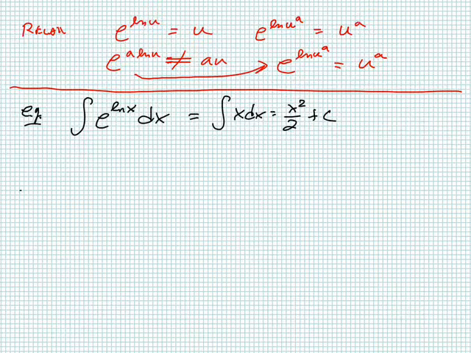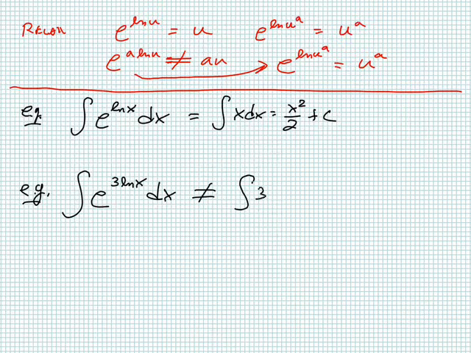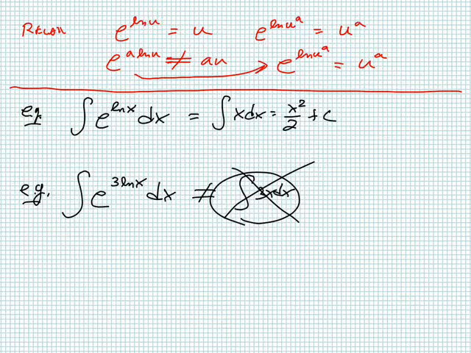And then the last example is, let's say I have the integral of e to the 3 natural log of x dx. Now, this is absolutely not equal to the integral of 3x dx. Nope, nope, nope, nope. The reason why is because the rule is that e to the natural log of something is that thing. But if there's something in front of it, like this 3, I have to bring this 3 up as an exponent on the x before I use that rule.